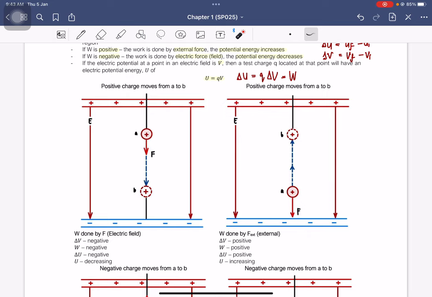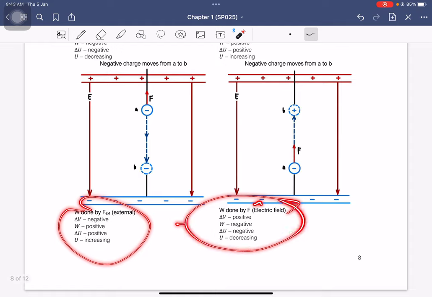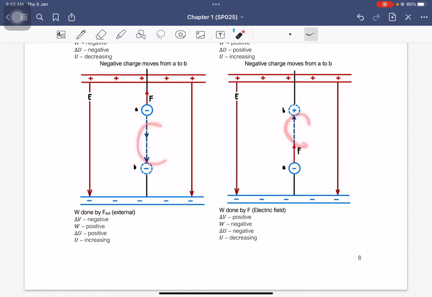Similarly for this one, it is a positive charge. Why is it all pointing downwards? It's because a positive charge will be attracted to the negative plates. So delta V here will be positive, work will be positive since this is work done by an external force. Delta U will be positive and the potential is increasing. Okay, so just read through. This is the explanation. This is just the direction.